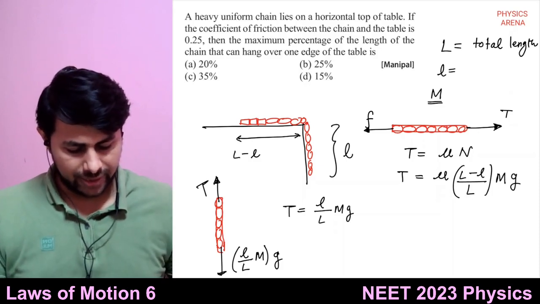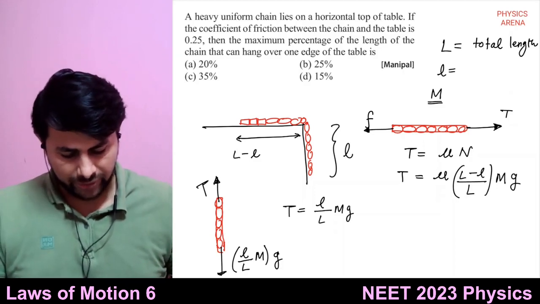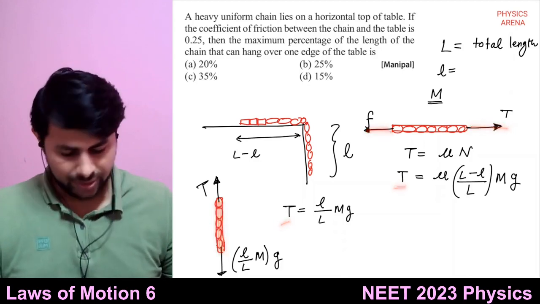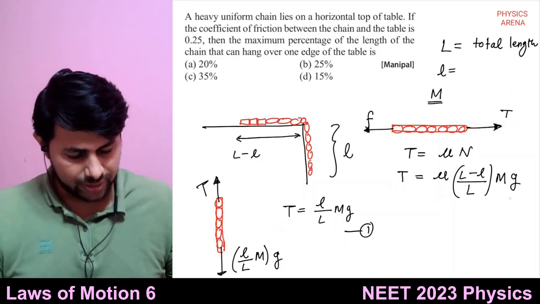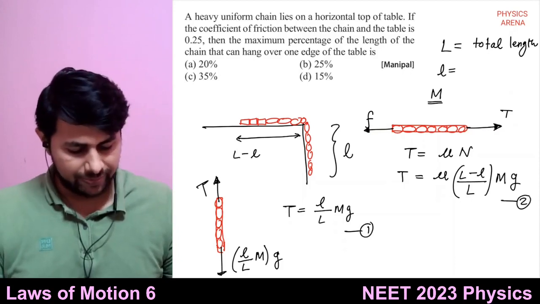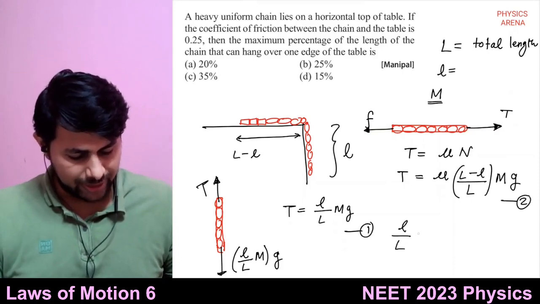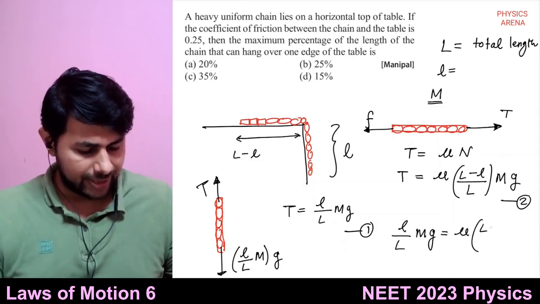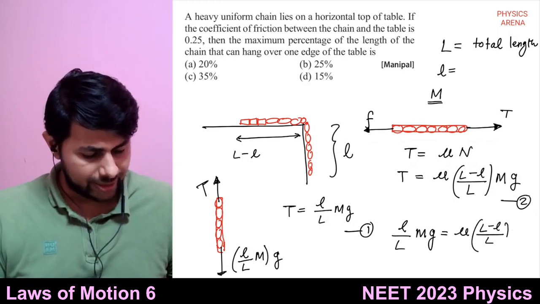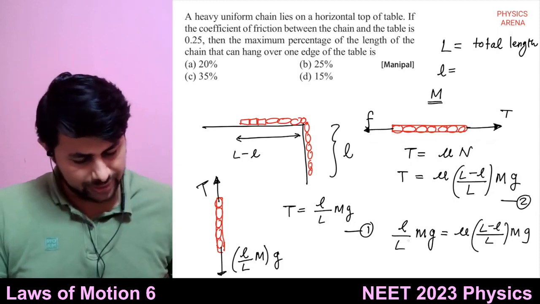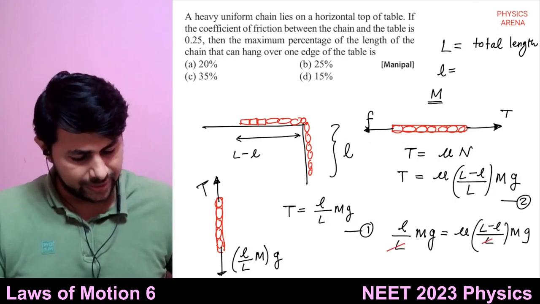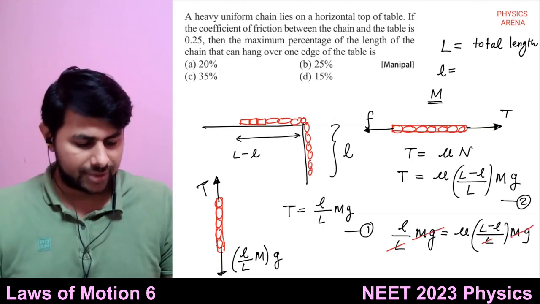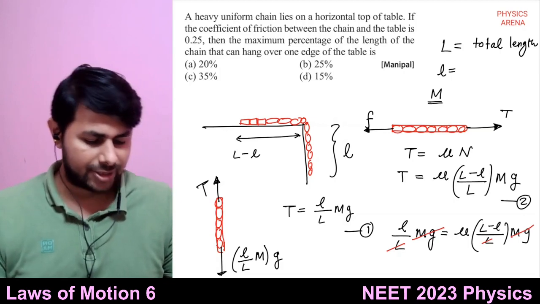Okay, so now weight of this part is equal to tension, and tension is equal to this frictional force. So this is your equation 1, this is equation 2, and you can equate them. So you get l upon L multiplied by Mg is equal to mu multiplied by (L minus l) upon L multiplied by Mg. And we can see some cancellations here. L gets cancelled, Mg gets cancelled. So we get l is equal to mu multiplied by (L minus l).